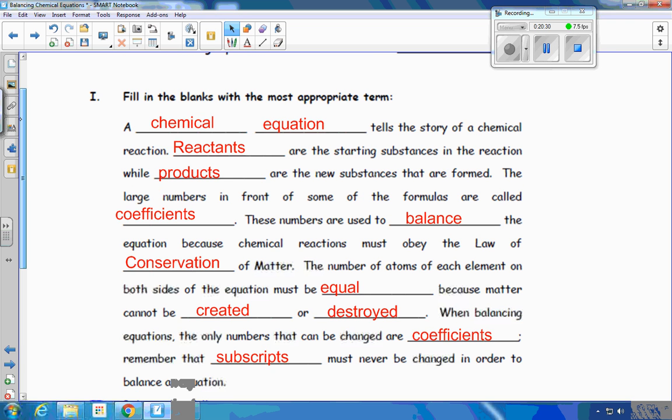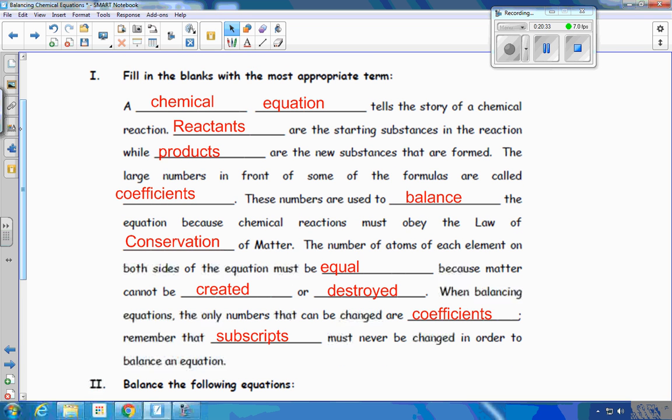And then on the second worksheet, I would like you to copy down the answers to the paragraph, and I would like you to complete the equations down below, 1 through 3. So I need you to balance the equations 1 through 3 at the bottom of this page. That concludes lesson number 2.